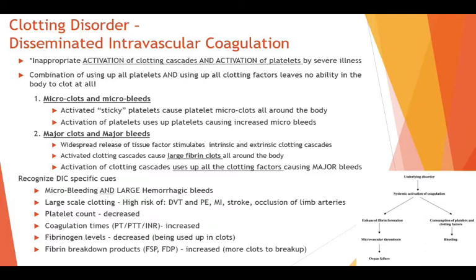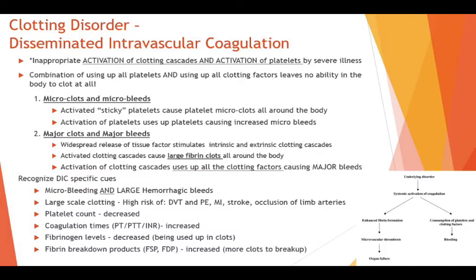So this is a completely inappropriate reaction and shuts down both our clotting system and our platelet system. So what happens is that we activate the clotting cascades. When you activate the clotting cascades, what are you making? You're making huge clots all over the body. The clotting cascade is activated inappropriately. It is now being activated all over the body, not just where there is damage.